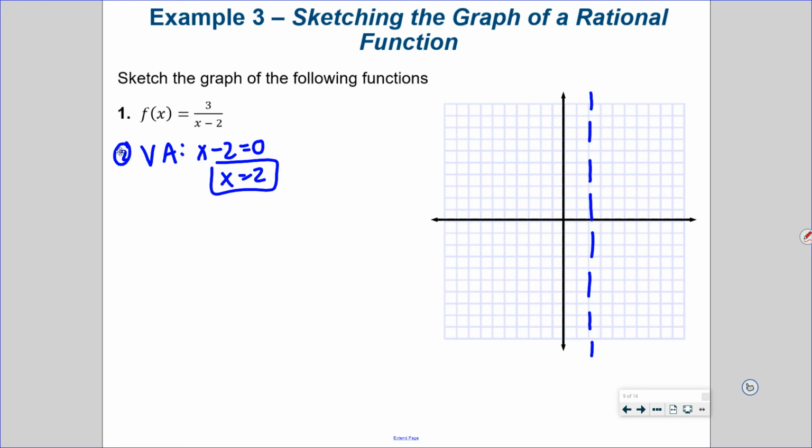Next, do I have any horizontal asymptotes? That's what I asked myself next. So when the degree of my numerator is less than the degree of my denominator, that's the setup here, because it's a degree 0, it's a degree 1. You guys remember what that means? Y equals 0. Y equals 0 is a horizontal asymptote.